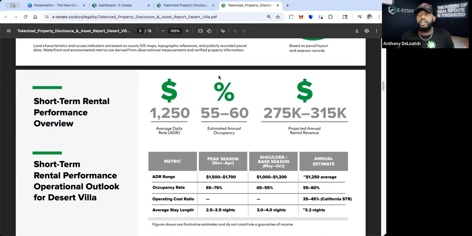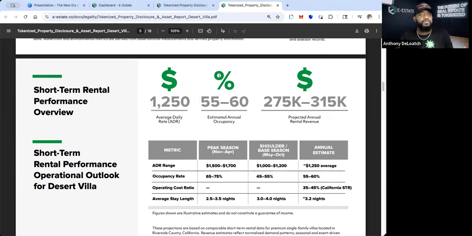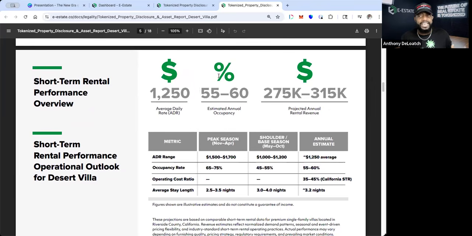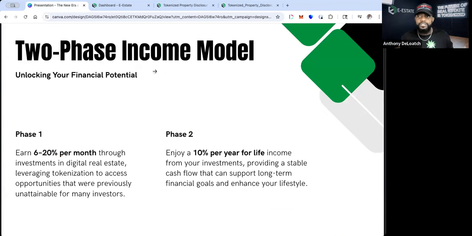But we have a short-term rental overview. The average daily rate on this is about $1,250 per day, right? Look, this is a great asset, guys. The estimated annual occupancy is like 55 to 60%, and the projected annual rental revenue is from 275K up to 315K. Guys, this is an incredible property to own a share of, and you could do it through tokenization with us.